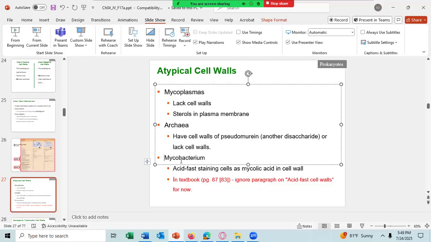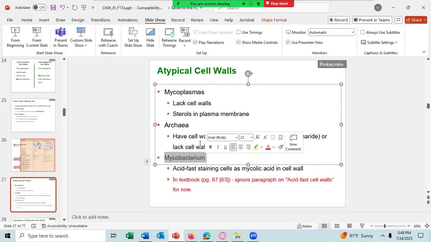Any question about any of that? All right, so the Mycobacterium is the only bacteria that has a waxy cell wall. You need to know it's different. It is true Nocardia also has some mycolic acid in it, but it's less than Mycobacterium. So Mycobacterium is the one to know.